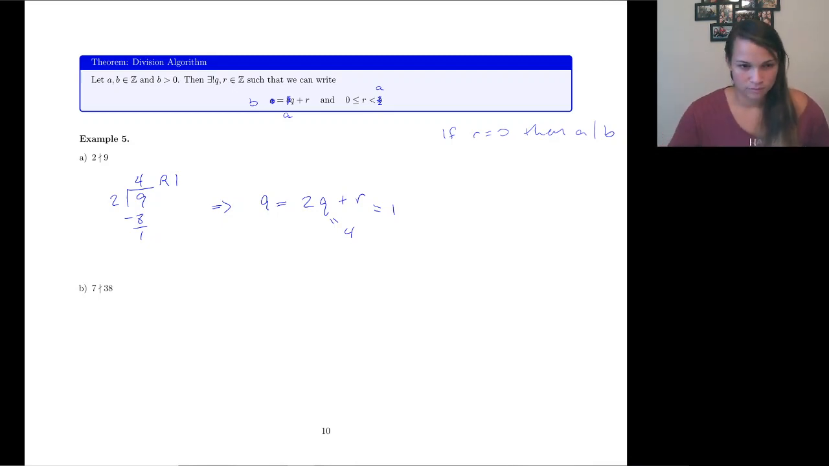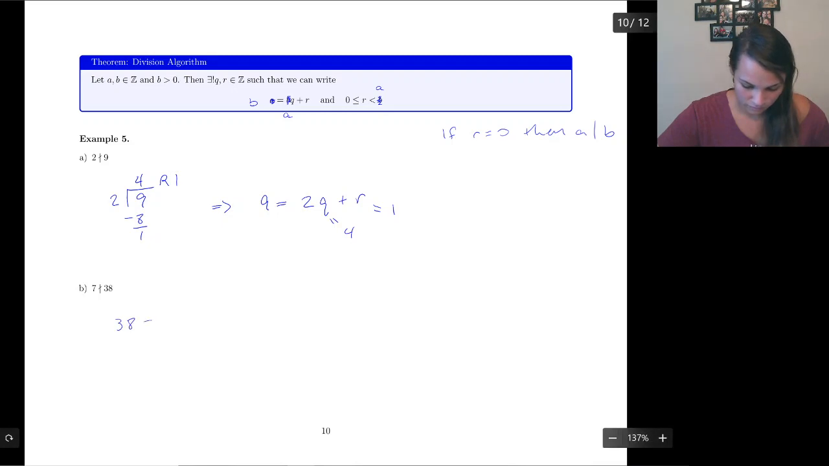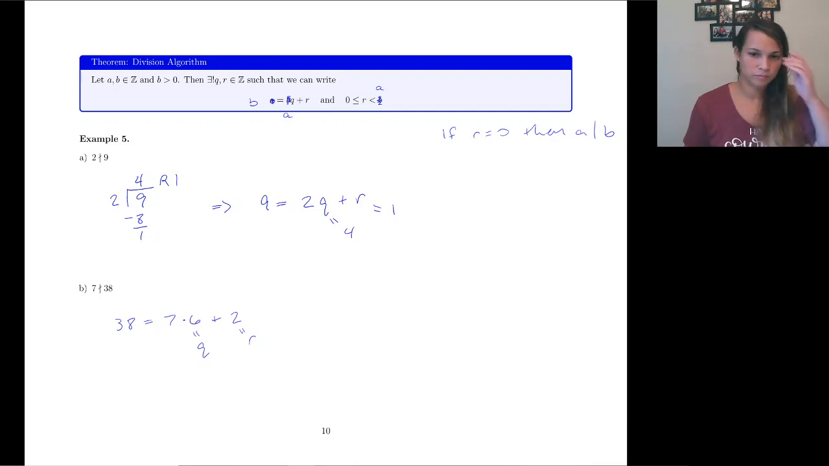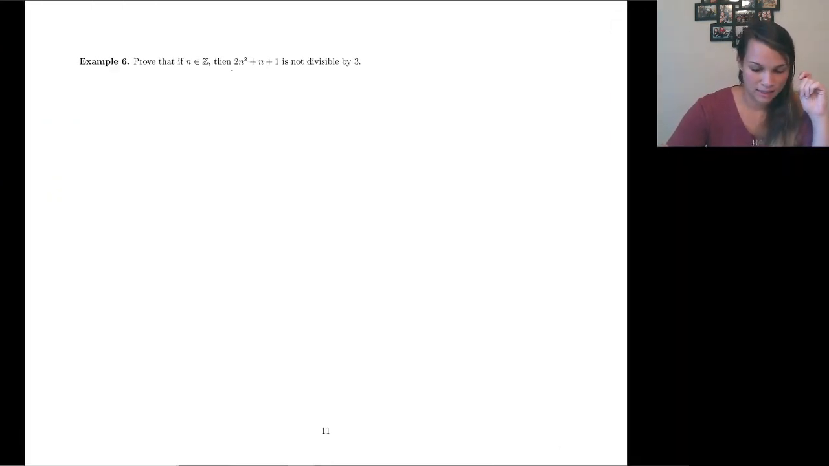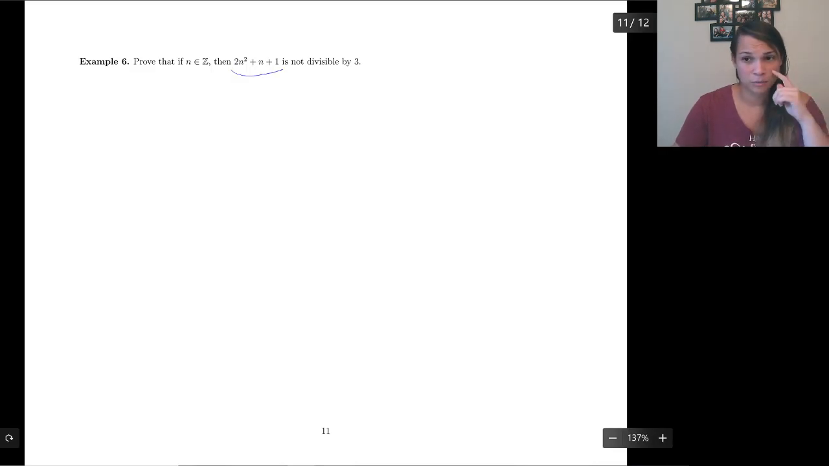All right, let's go ahead and do it for example b. So 38 would be equal to 7 times 6 plus 2. So 6 would be q, and r would be 2. Okay. So with this in mind, we're going to prove something. So we want to prove that this expression is not divisible by 3.